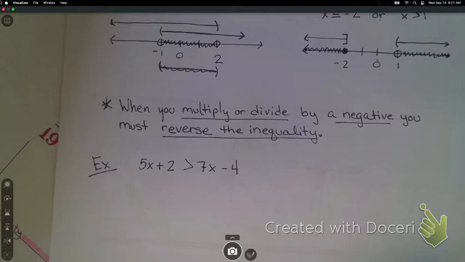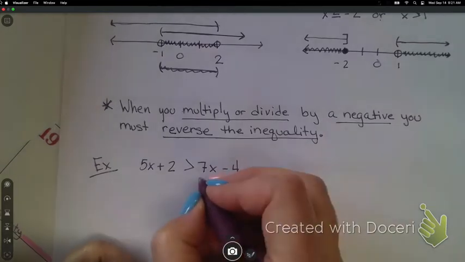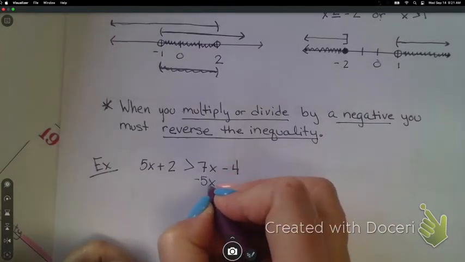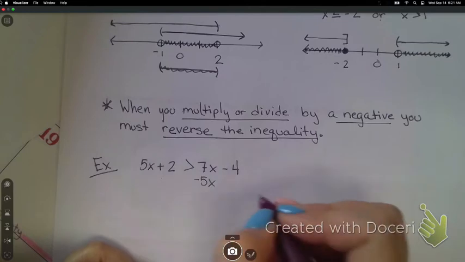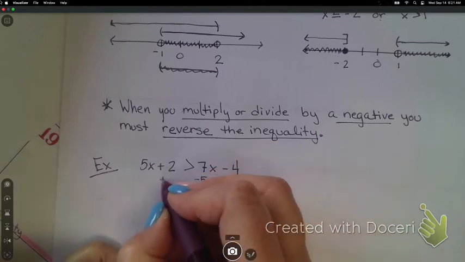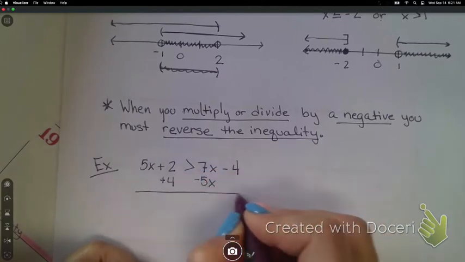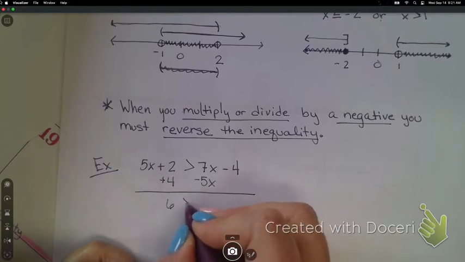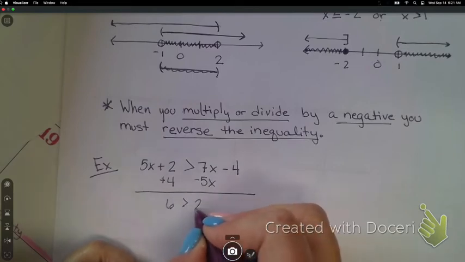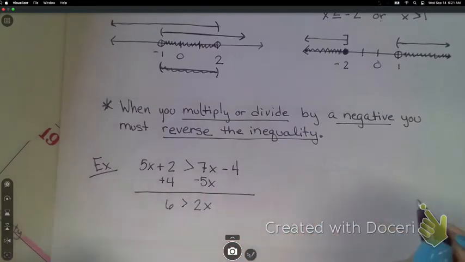Well, you do the x's. You do -5, so you're going to minus 5. Would you plus 4? No. Yeah, I'm just saying. So you get 6 is greater than 2x. Okay, then what?